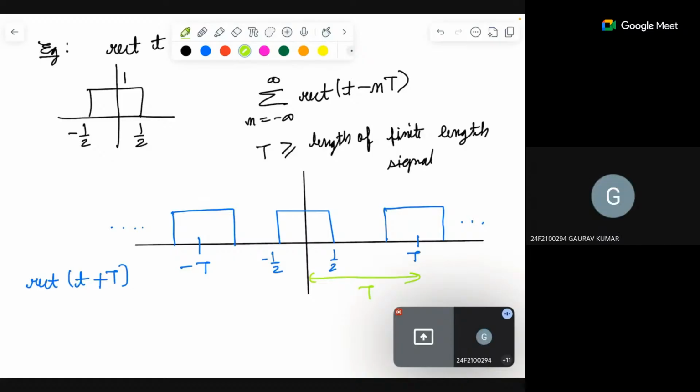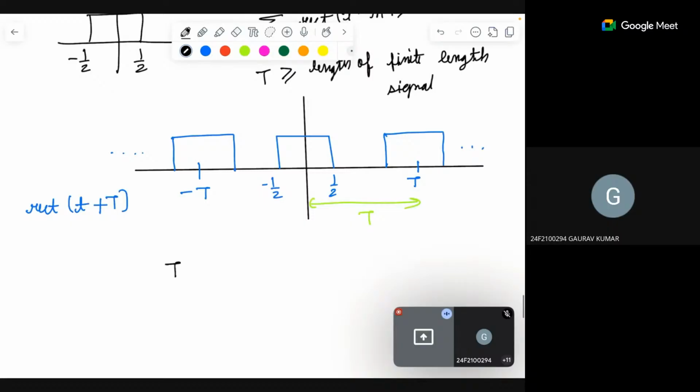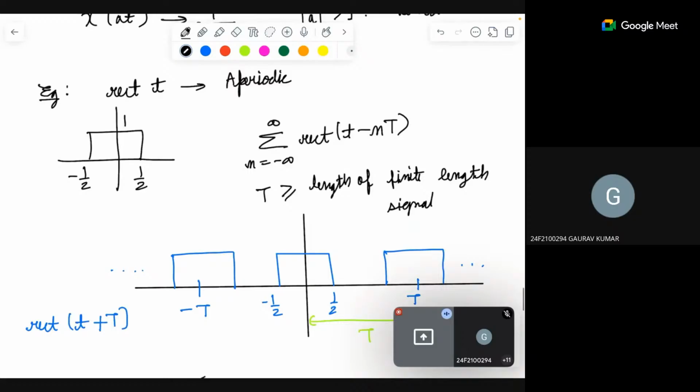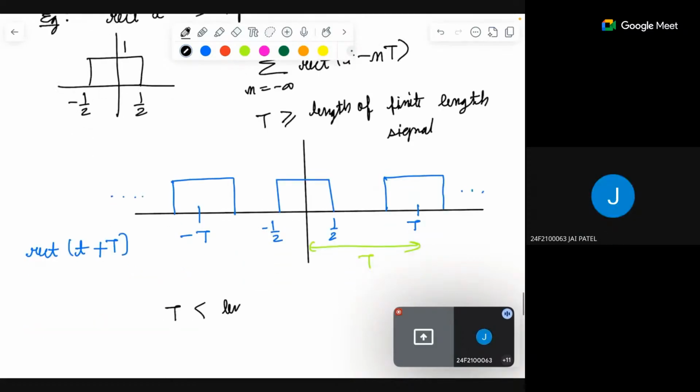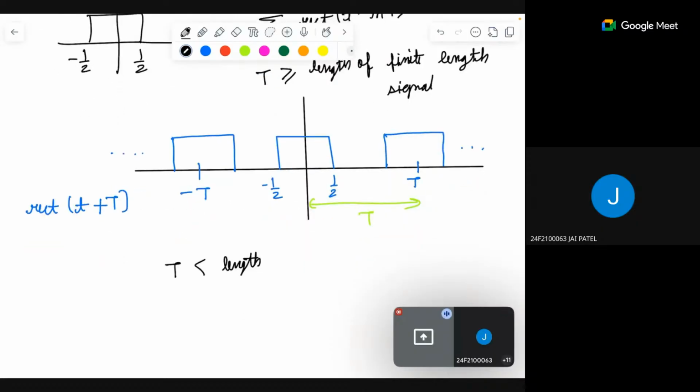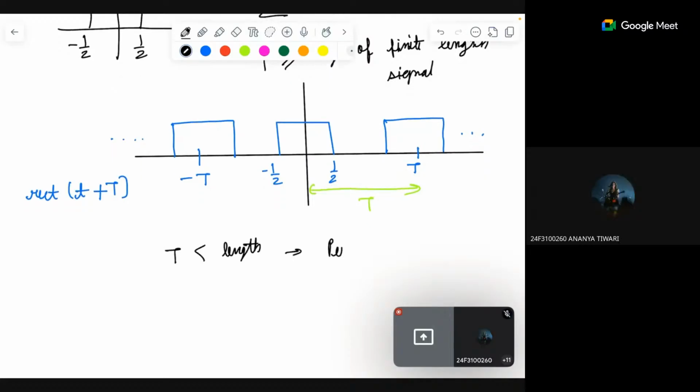All right. So I told you that T is greater than or equal to the length of the finite length signal. What if T is less than this length? What will happen? Some changes will happen, but my signal will still be periodic with a different period.